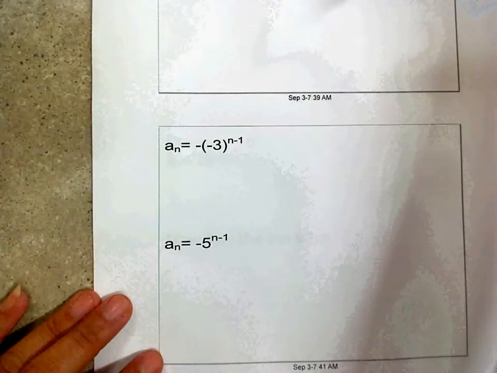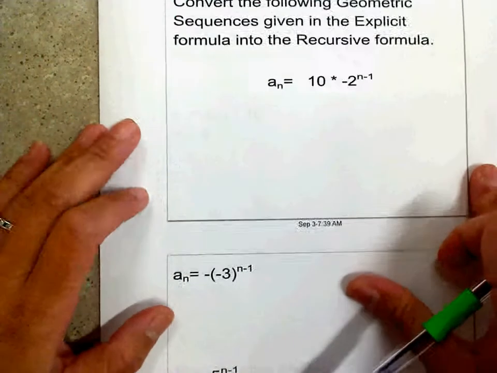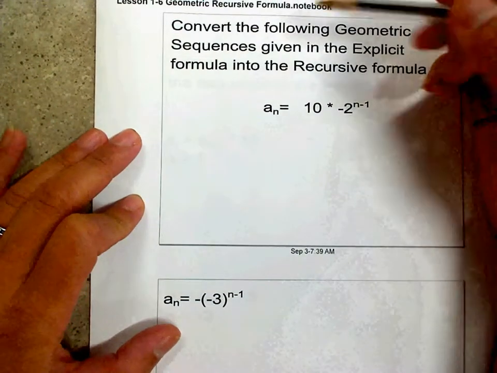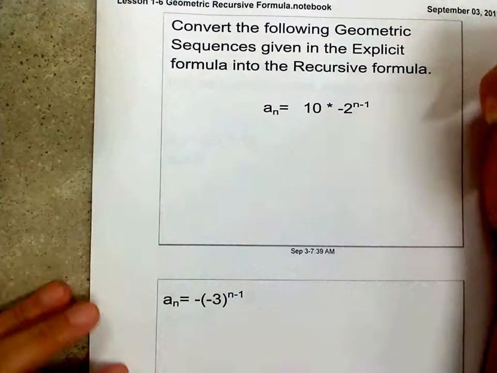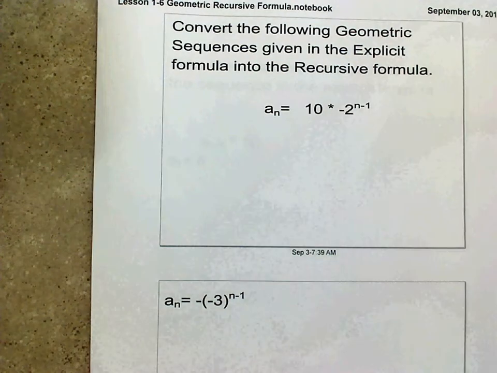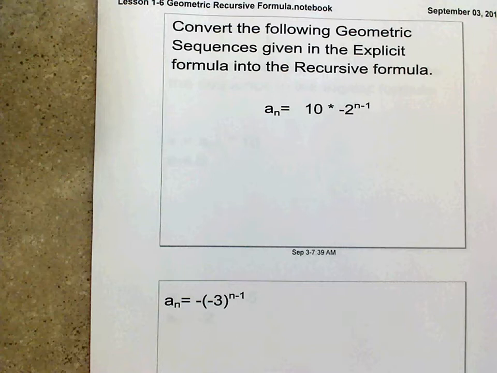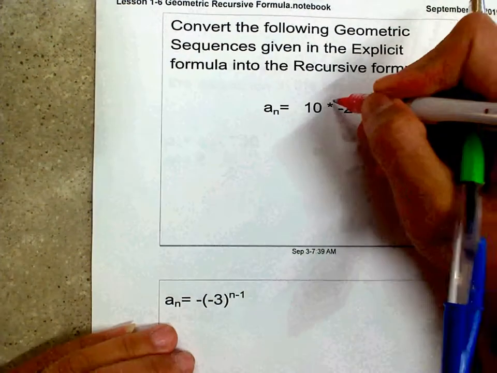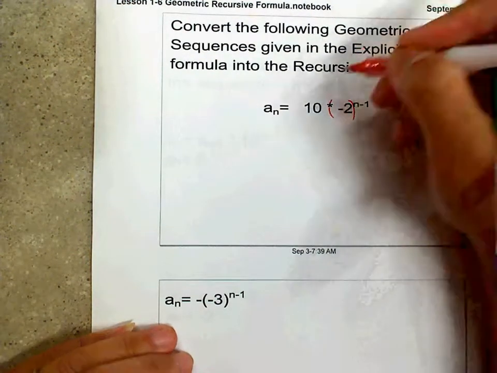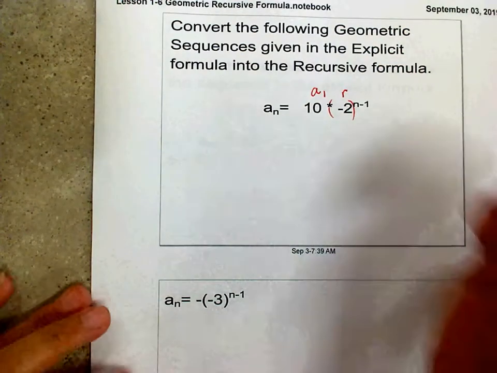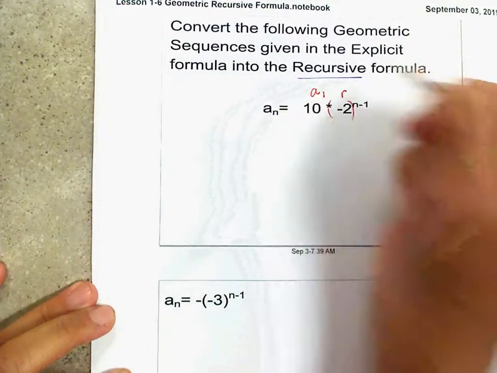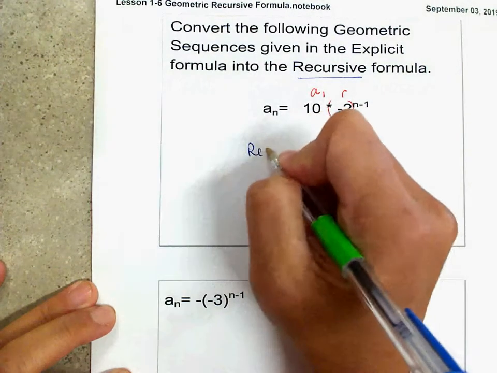All right. So let's look at the following. It says, convert the following geometric sequences given the explicit formula to the recursive. Before you start, you need to figure out a few things. I'm going to put parentheses around this. Here's your first term, here's your R. And the direction says, write it in recursive. So your recursive formula will look like this.